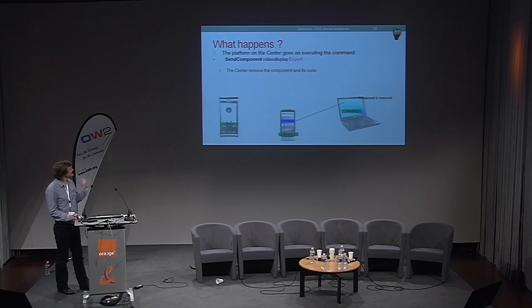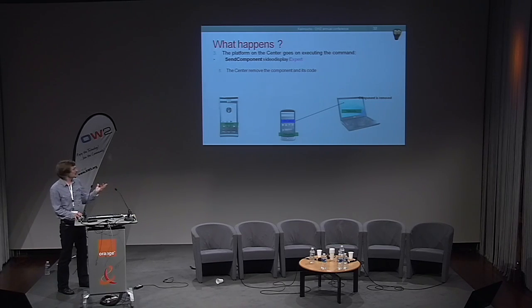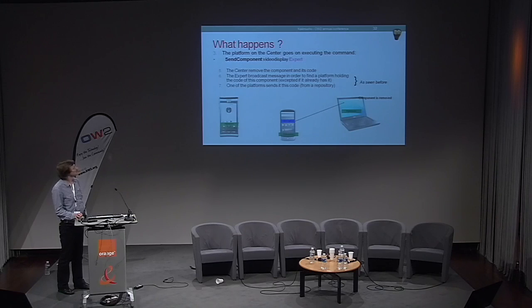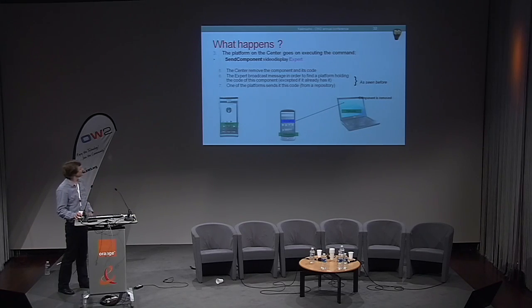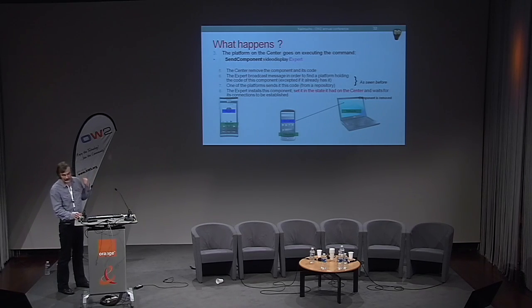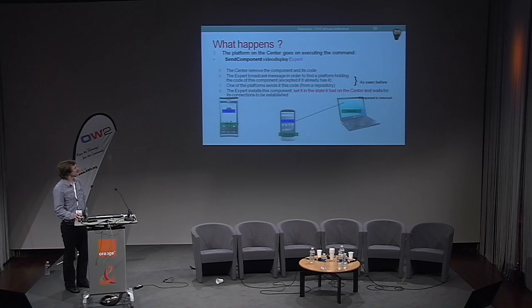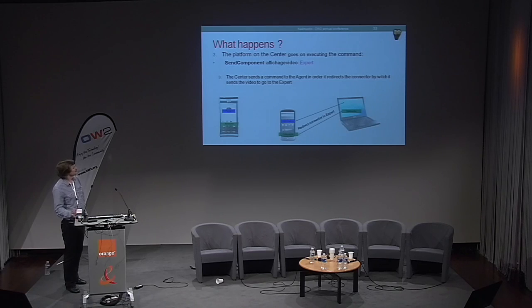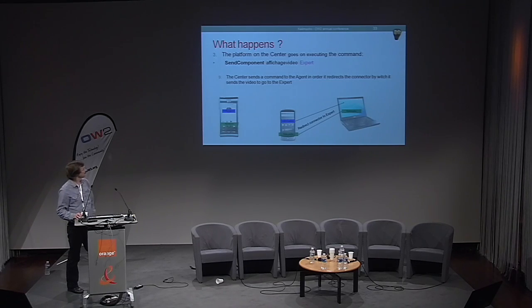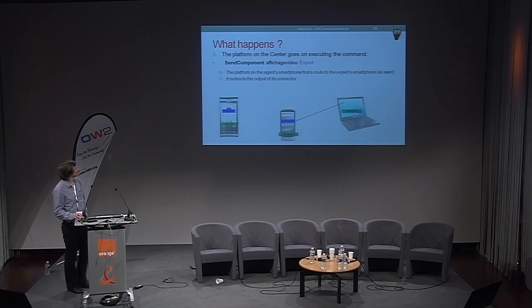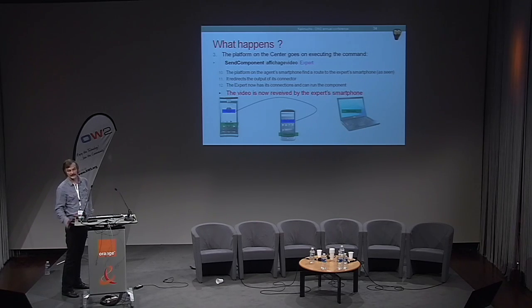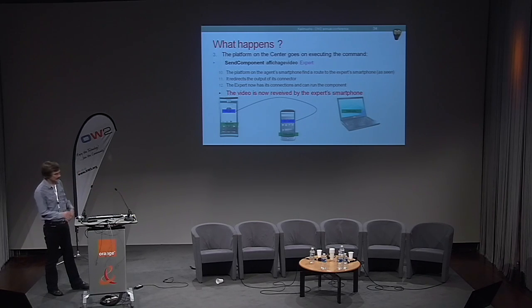Well, but the problem is that the code, the bytecode of this component, is not in this smartphone. So it has to look, as seen before, to find the code. It finds the code, and when it gets it, it can get the serialized component and start it. But the connection is not yet good from this way to this way. So the platform will send a command to redirect the connector, and the smartphone will find a route, another way to the other, and the connector is redirected and the application goes on.